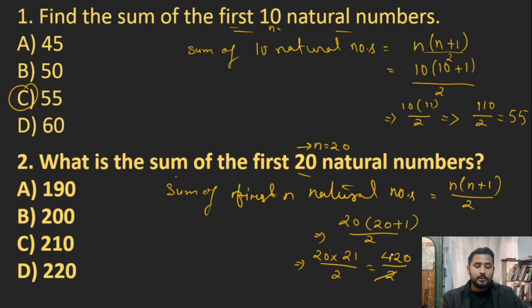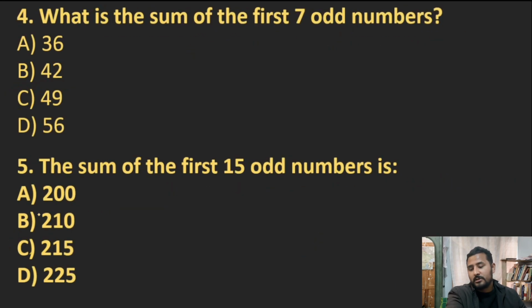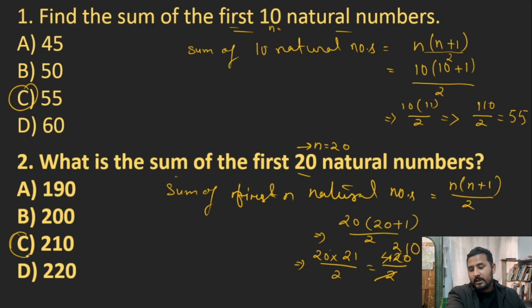Just start with the cancellation. 2 fours are 4, 2 ones are 2, 2 zeros are 0. So the answer will be how much? Option number C. That is 210. I hope it is clear. Sum of n natural numbers, how to find.